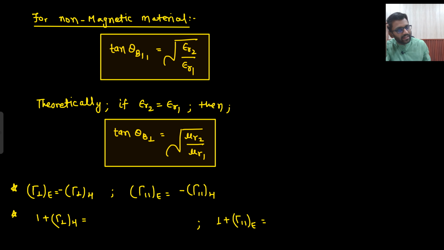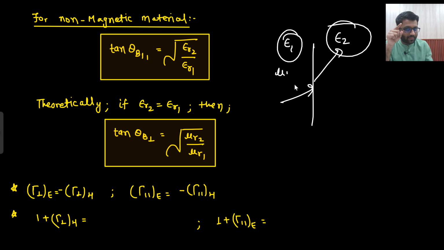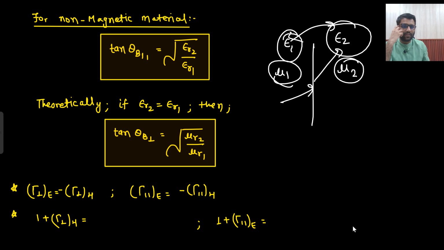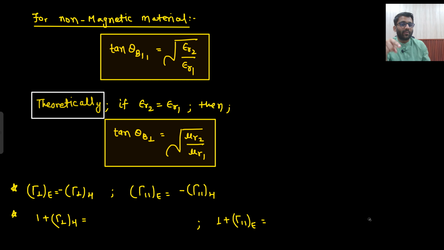But for two mediums, epsilon will never be the same. If I am saying that my wave is propagating from here to here, so if this is medium 1 and this is medium 2, certainly epsilon has to be different. Mu can be same. Both materials can be non-magnetic, but epsilon will never be same for two mediums. So that's why I have written theoretically, right? And there are a lot of things for perpendicular polarization. If non-magnetic materials are there, then the Brewster angle is not defined for perpendicular polarization.